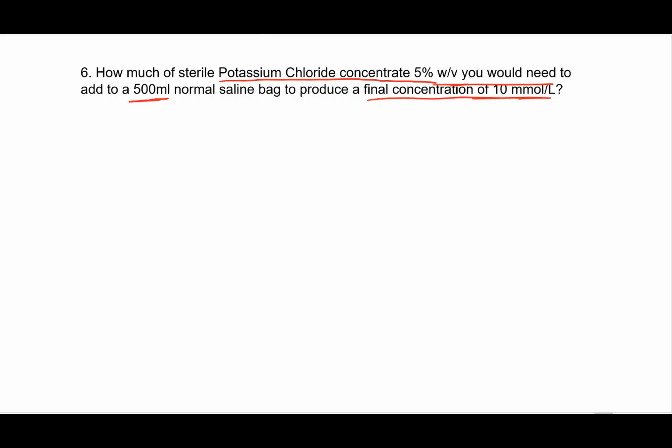So basically what's happened here is that how much of the 5% solution I will take and I will add it to 500 mils of the bag, so that the concentration of potassium chloride in it is 10 millimoles per liter. So again, if you look at it, it's a form of a C1V1 C2V2 equation, and we have to find out the volume of the original solution which we have to take.